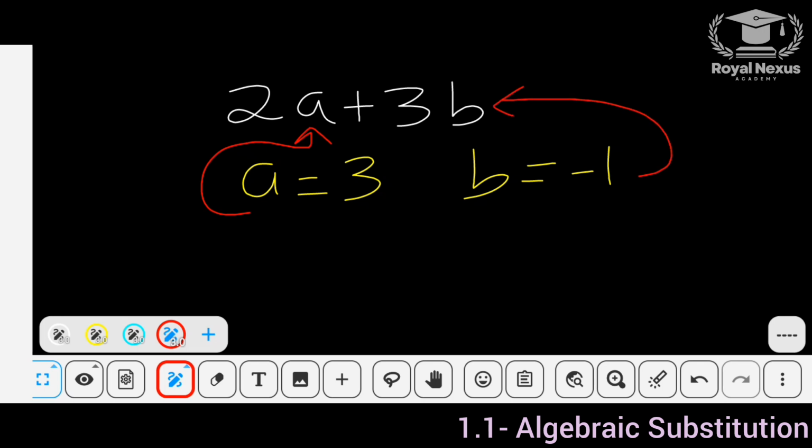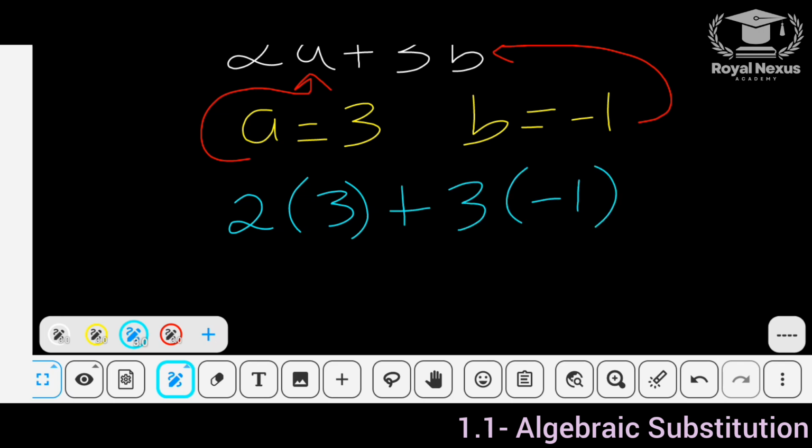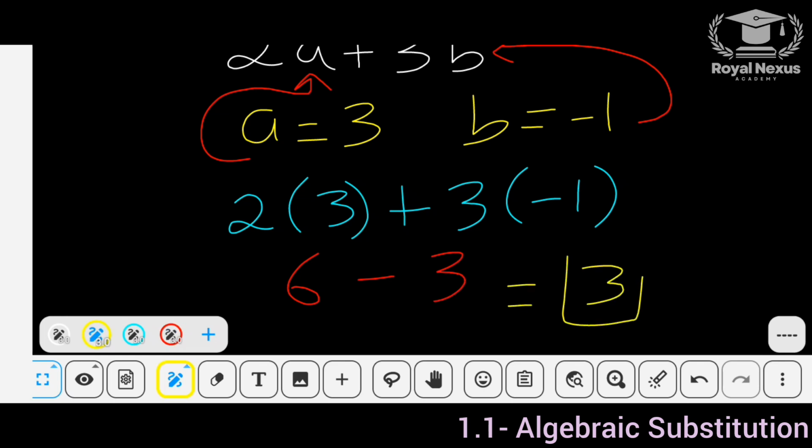That is basically called algebraic substitution, when you are inputting the value of a variable into the algebraic expression. So moving on, if we plug in the value of a as 3, it will be 2 times 3 plus 3 and the value of b as -1. So 2 times 3 is 6, and plus minus will be minus, and 3 times 1 is 3. So the answer to it is 6 minus 3, that is 3. So 3 is the answer. Now you have seen how to solve algebraic expression. Now we'll move on to the next question so that you get a better understanding of the concept.